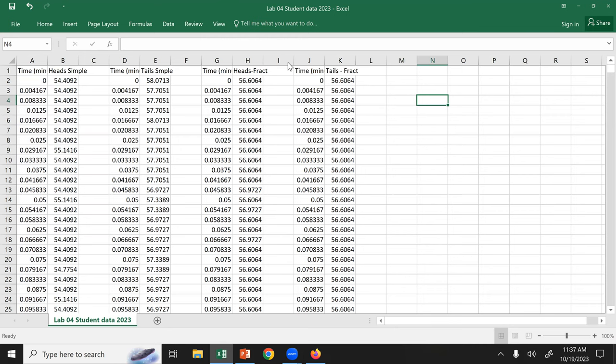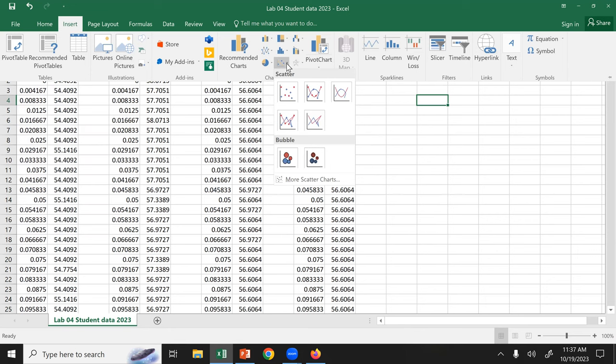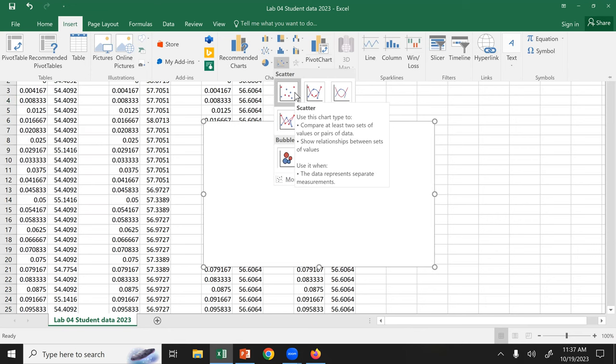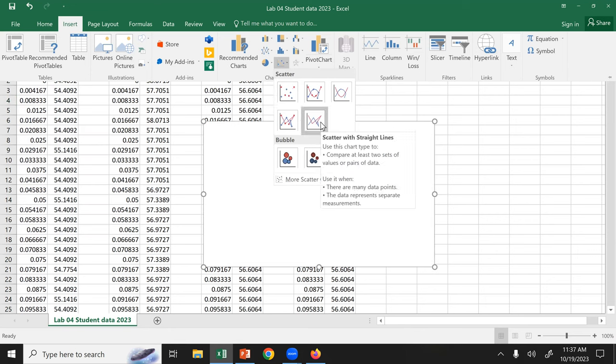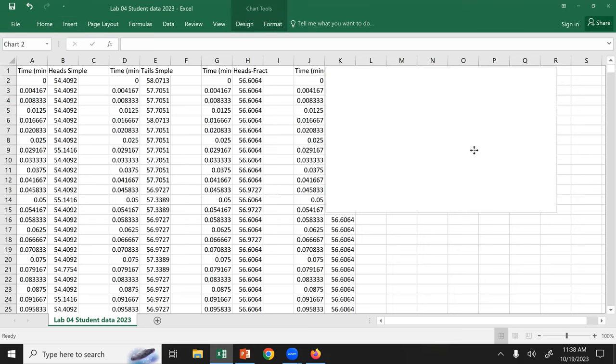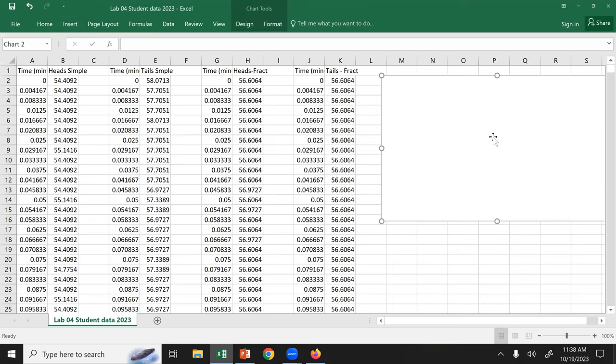And then when you hit insert, for this one, since we have so many data points, we don't really want that type of scatter plot. We prefer one where the individual data points are not labeled. That's going to generally be true when you have a very large data set. You don't want to see the individual data points. You want to see the lines.